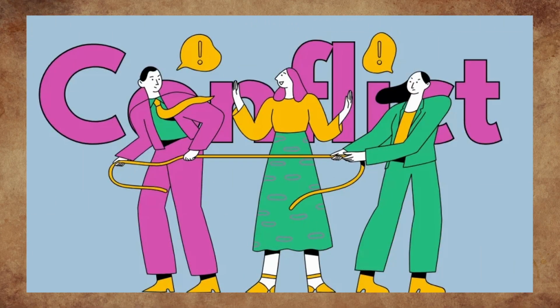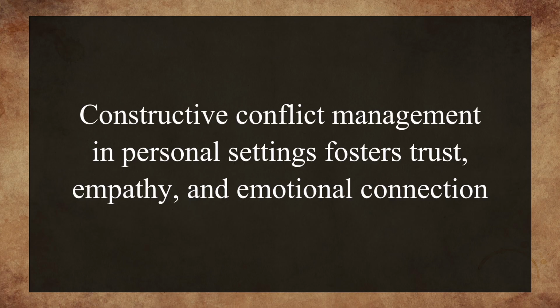Conflicts in personal life, such as those among family members or friends, are often emotionally charged. In such cases, maintaining relationships is as important as resolving the issue. Negotiation helps balance responsibilities. Mediation encourages fair dialogue. Collaboration strengthens mutual understanding. Compromise resolves daily disagreements, and avoidance allows emotions to settle before discussion. Constructive conflict management in personal settings fosters trust, empathy, and emotional connection.